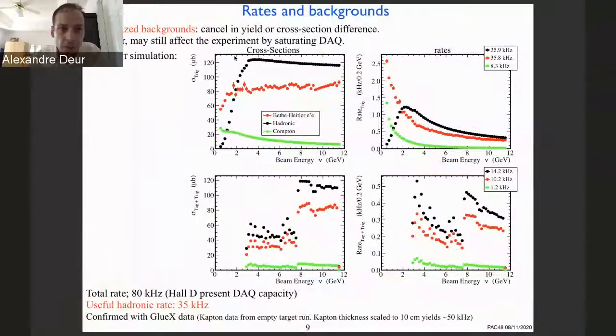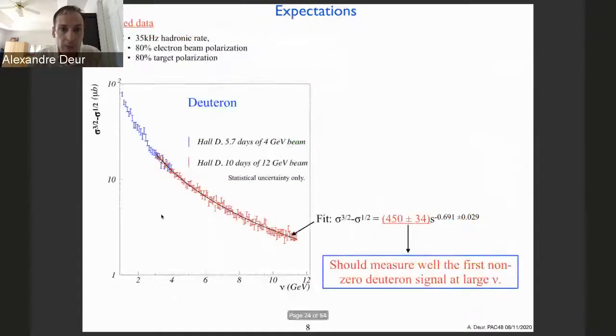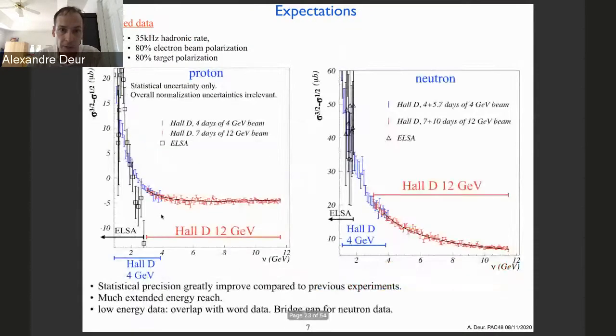So as I mentioned, the unpolarized background cancels in the yield or cross-section difference. However, this background may still affect the experiment by saturating the data acquisition. So we simulated the experiment using GEANT, and assuming the total rate of 80 kilohertz, which is the present data acquisition capacity of CLAS, we find that we would have a useful hadronic rate of about 35 kilohertz, which is what I used for those expectations that I just showed.